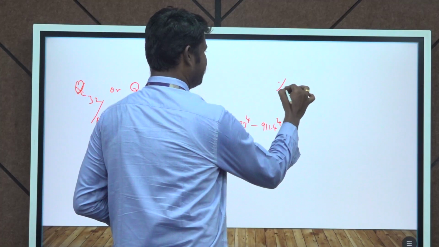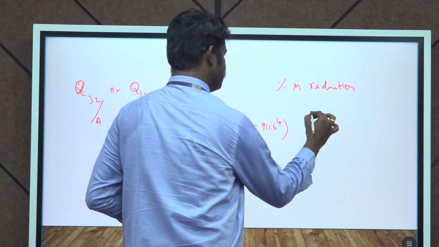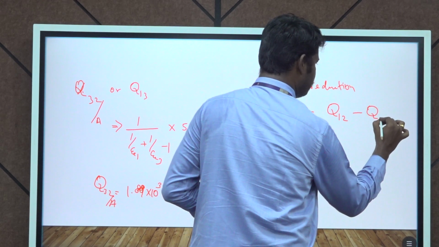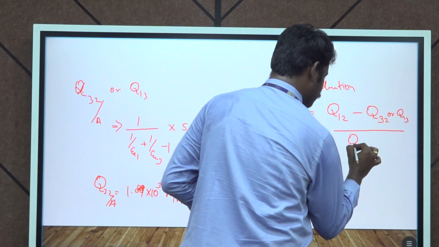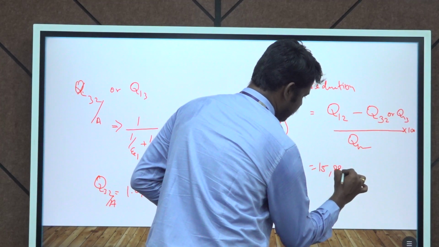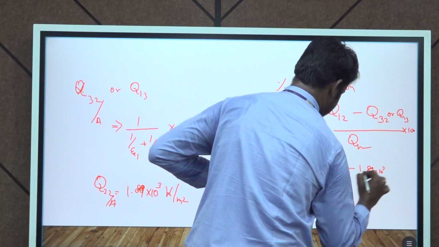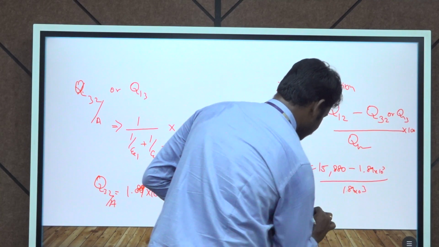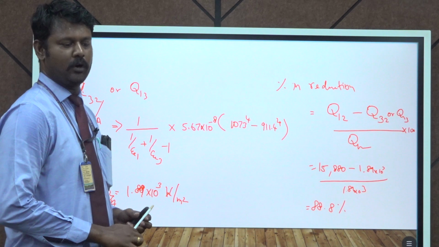Now we have to find the percentage reduction in heat, which equals Q12, without radiation shield, minus Q32 or Q13, with radiation shield, divided by Q12, into 100. That comes to 15,880 minus 1.89 into 10 to the power 3, the whole divided by 15,880, which comes to 88.8%. This is the answer for the problem. Thank you.